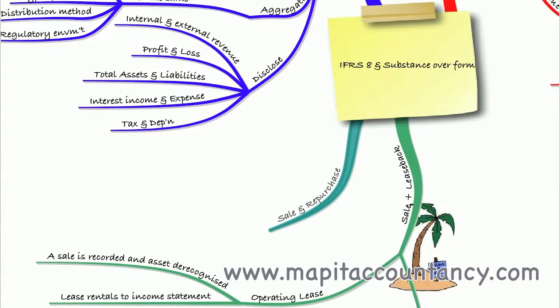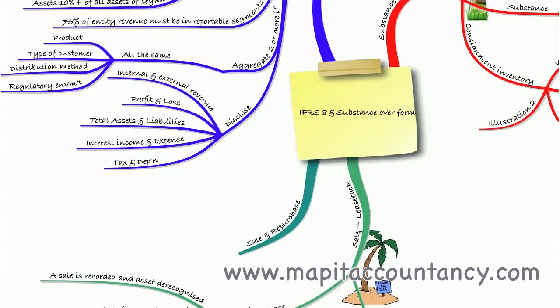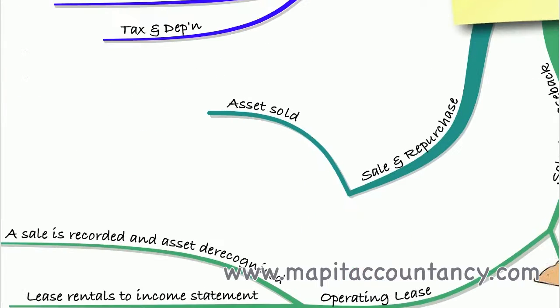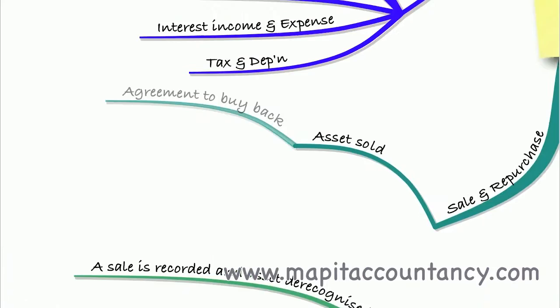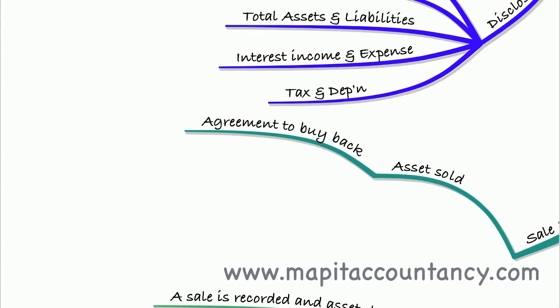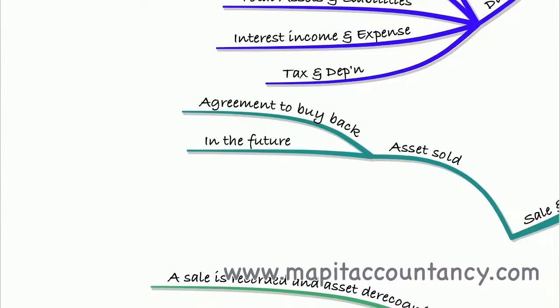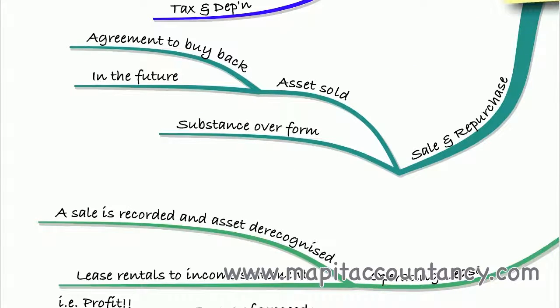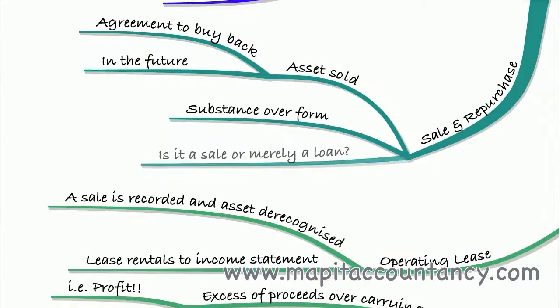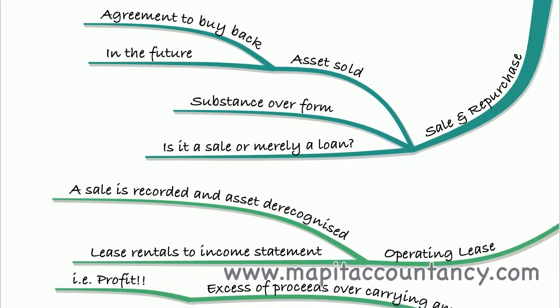Lastly, we talked about sale and repurchase agreements. Often what we'll find is that in these, an asset will be sold and then there'll be an agreement to buy it back at a later date. So what we need to see here is, using substance over form, is this a sale of the asset or merely a loan? Should we actually de-recognise the asset and show it as a sale?